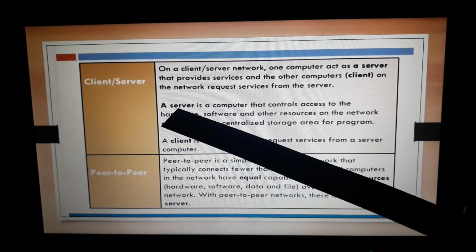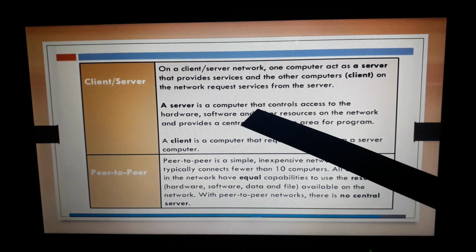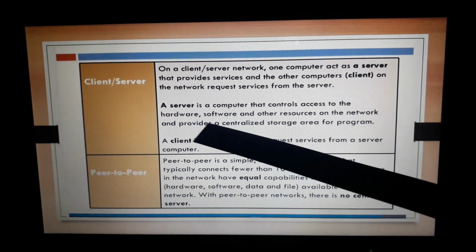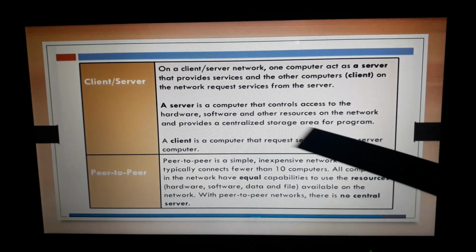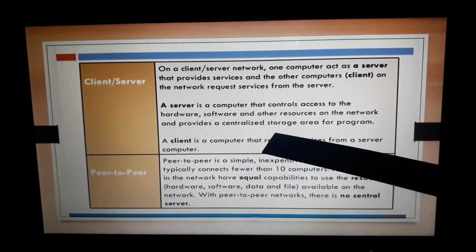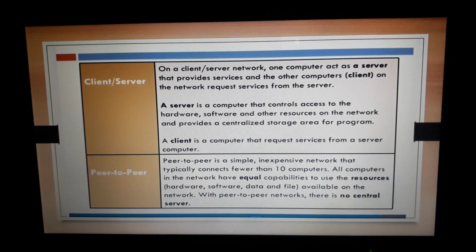Now the definition of a server. A server is a computer that controls access to the hardware, software and other resources on the network and provides a centralized storage area for programs. So the server is a main computer that provides the services and controls access to the hardware, software and other resources. It means that if we connect a printer and scanner with a server, then from any other connected computer we can take a print or scan a copy from the scanner also. So that is a server.